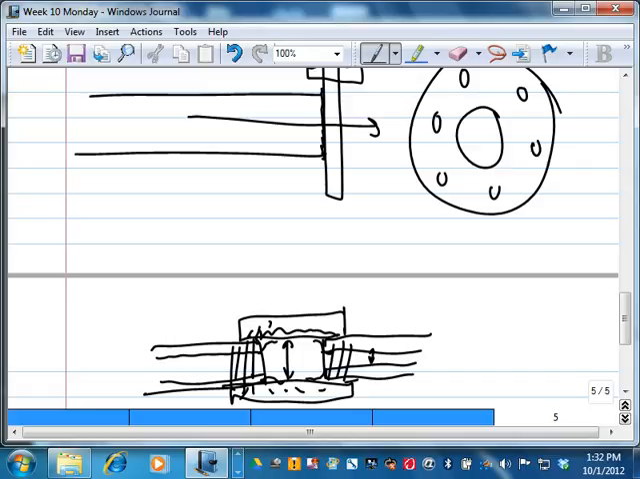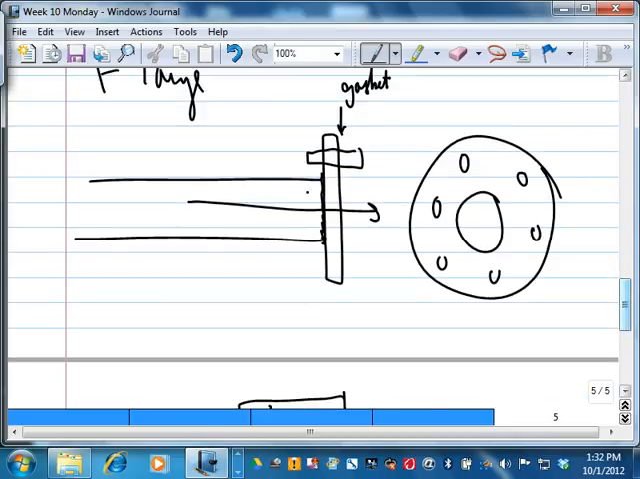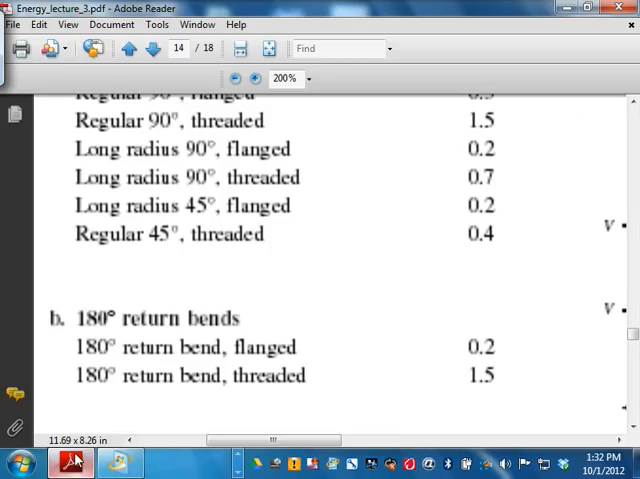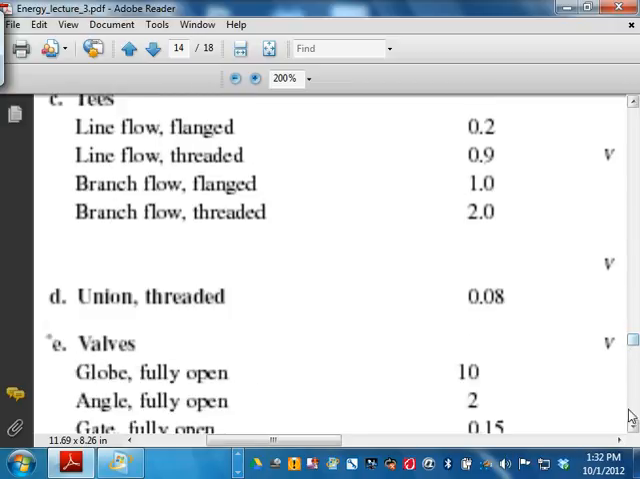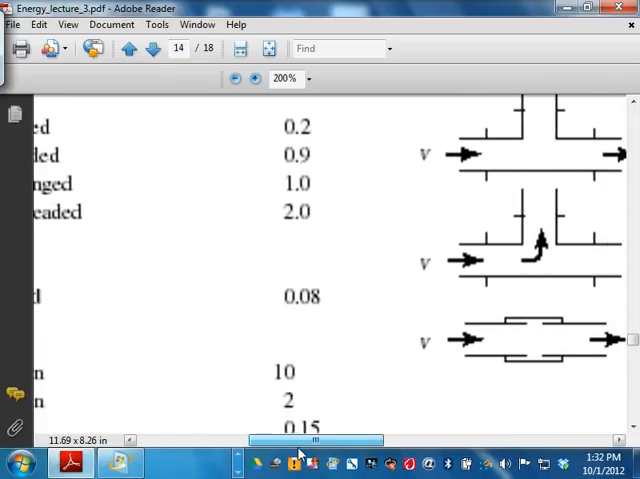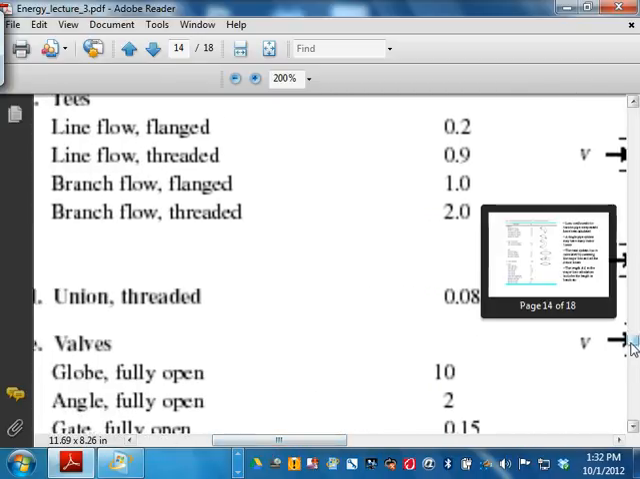Where's the flange connection? Once it's connected, there is essentially no change in diameter. This hole is exactly the diameter of the pipe, this whole opening. So that's why the flange connection is considerably lower than the threaded connection. Anything else? Union thread, even that alone has some losses.